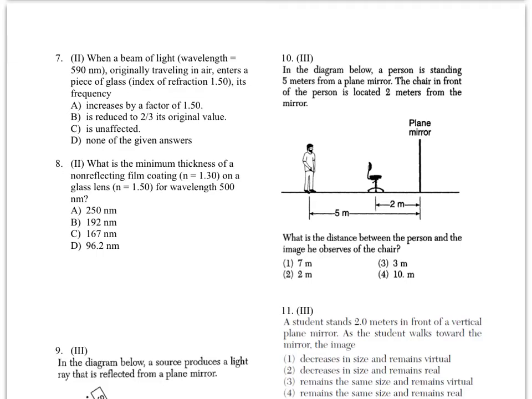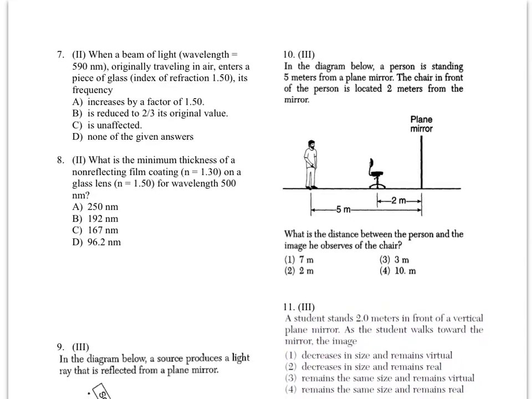When a beam of light, wavelength 590 nanometers, originally traveling in air, enters a piece of glass, index of refraction 1.5, its frequency. Now at this point, the answer should just pop into your head, because frequency doesn't change. Your wavelength can change and your speed can change, but your frequency depends on wherever your source is, and your source isn't changing. Frequency of a given wavelength of light does not change. So if we know the wavelength of a light, its speed can change, its frequency cannot. Different wavelengths can have different frequencies, but for one beam of light, no matter what happens to that beam, its frequency can't change.